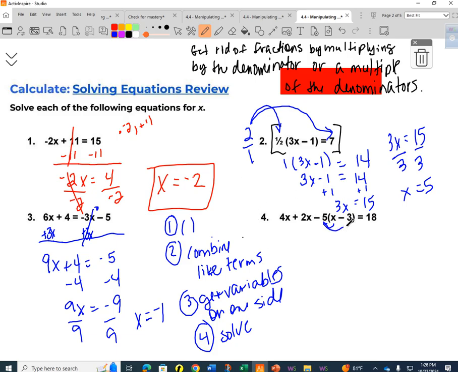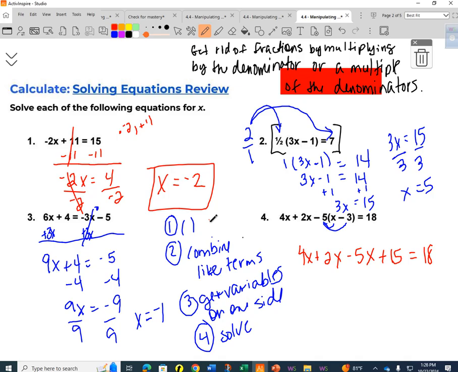We're going to distribute. So whatever we're not working with, we're going to go ahead and bring down. We're not doing anything to 4x plus 2x. So negative 5 times x is negative 5x. Negative 5 times negative 3, that's a very common mistake. Kids are going to put minus 15 there, so be careful. Negative 5 times negative 3 is positive 15. So we got rid of our parentheses.